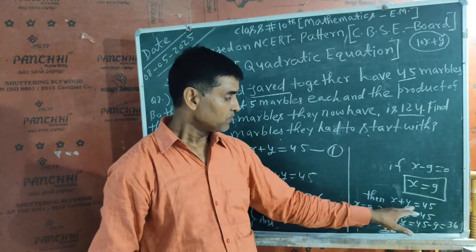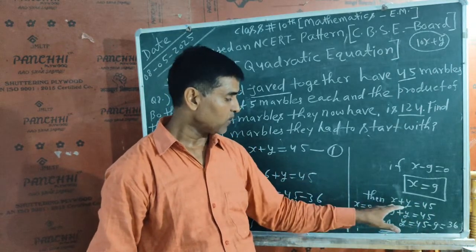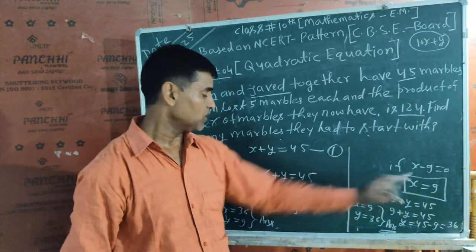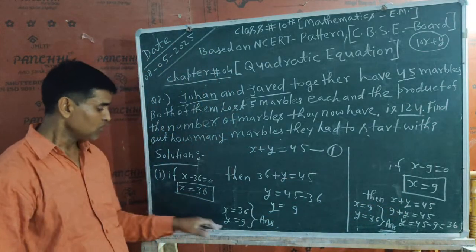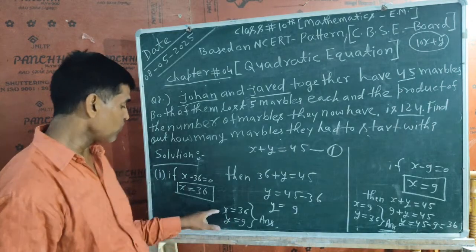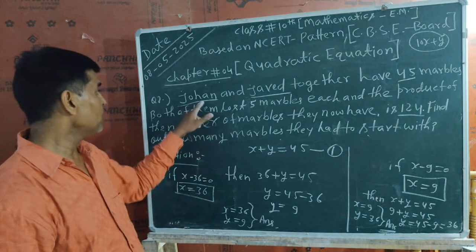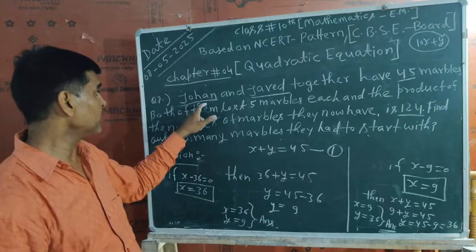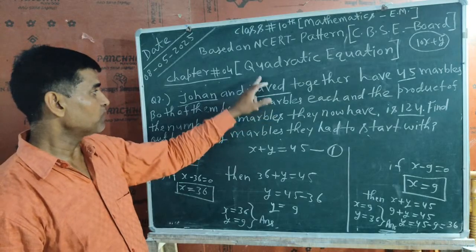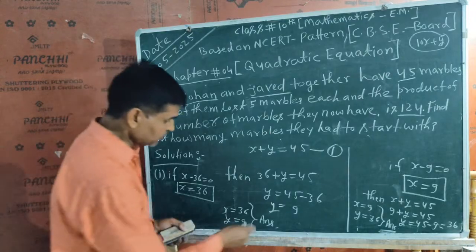After getting the root of that quadratic equation and an unknown parameter, another parameter you can also obtain, because the sum of the two marbles' values has been given as 45. So the value of x is available, so you will get the value of y corresponding to this value, and also corresponding to this value you will get the value of y. So in both cases you have to get the value of y. Already I have assumed x is the number of marbles obtained by Johan, and y is the number of marbles obtained by Javed.